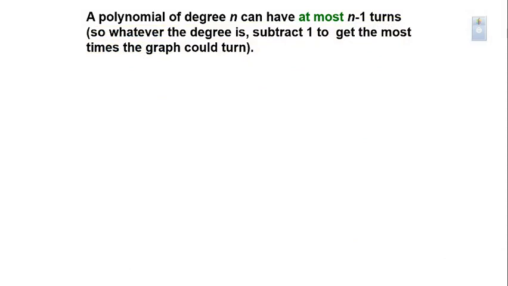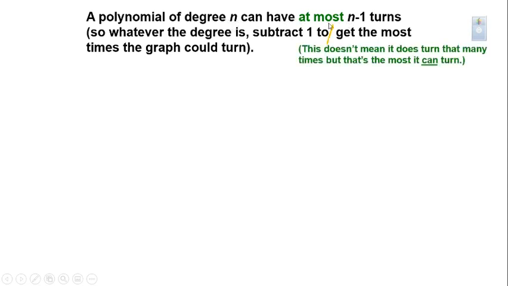The degree of the polynomial also tells us something about how many possible turns it can have. If a polynomial has degree n, it will turn at most n minus 1 times. That doesn't mean it has to turn that number of times. It means it cannot turn more than that number of times. So if the degree is 5, the polynomial will turn no more than 4 times. If the degree is 8, the polynomial will turn no more than 7 times. If the degree is 1, the polynomial will turn 0 times.